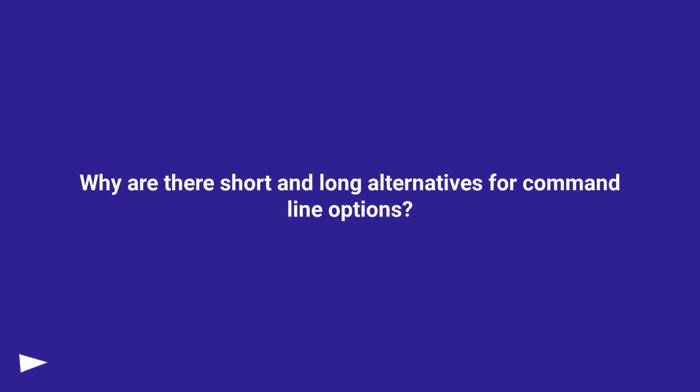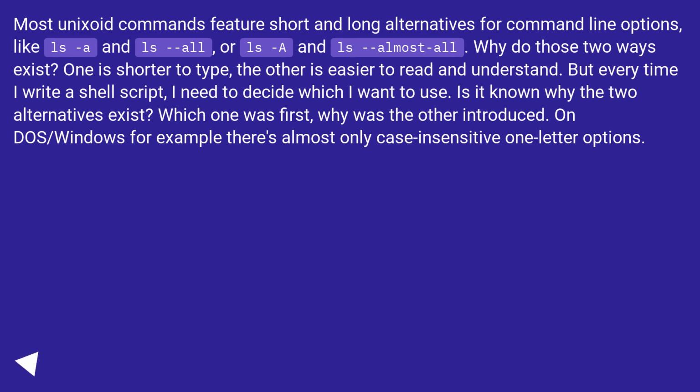Why are there short and long alternatives for command line options? Most Unixoid commands feature short and long alternatives for command line options, like ls -a and ls --all, or ls -A and ls --almost-all. Why do those two ways exist? One is shorter to type, the other is easier to read and understand.